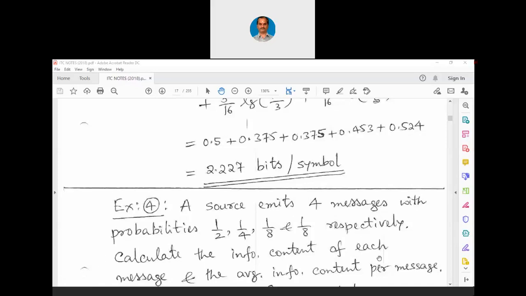Now calculate the information content of each message. Average information content per message. Information content of each message is what? Lg of 1 over Pi. Now average information content per message is what? Summation of all that. Summation of Pi into Lg of 1 over Pi. Students, please work it out. I will give you 2 minutes time. I want somebody to put the answer in the chat box. That is a proof that you people are listening to me.